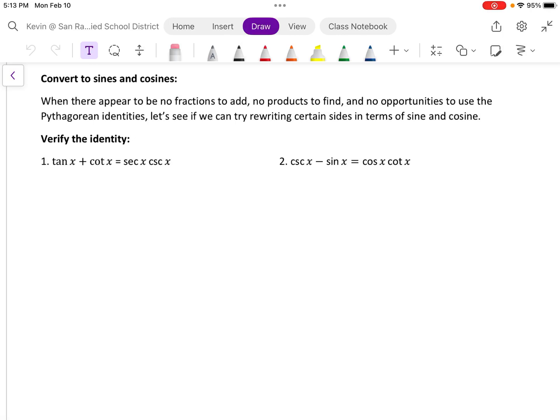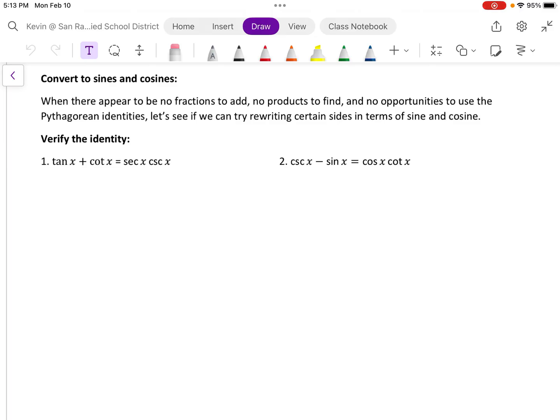All right, we are on, what are we on? 5.2, page 2. So again, we are doing verifications here. It talks about converting to sine and cosine when there appears to be no fractions to add, no products to find, or no opportunities to use Pythagorean identities. Let's see if we can rewrite certain sides in terms of sine and cosine.